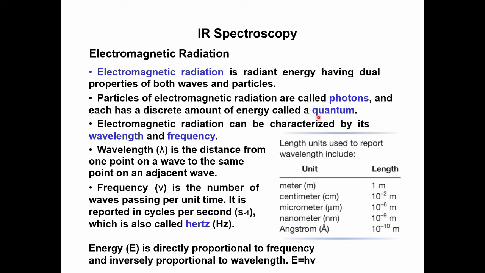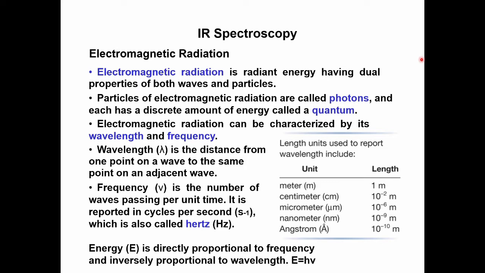So to understand IR spectroscopy, we need to understand what electromagnetic radiation is. It's a radiant energy having dual properties of both waves and particles. The particles that we're interested in are the photons, and every photon has a discrete amount of energy known as a quantum.